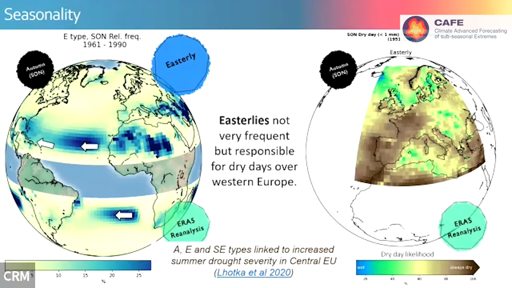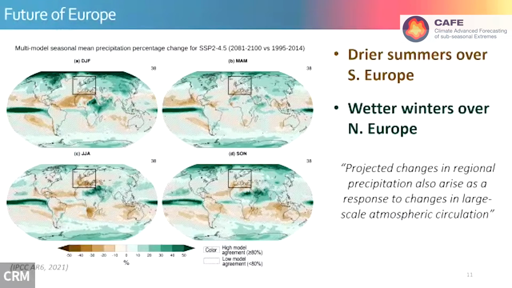And based on this, what we wanted to do is see what's the future scenario for Europe based on some of these circulations. So what I wanted to do is a quick, small review of some of the recent findings based on circulation types for both seasons, and to see how they match with our findings. So at the moment, we know that we will expect drier summers over Southern Europe, for example, whereas winters will become wetter, especially in Northwest Europe. And one of the issues is that the projected changes in the regional precipitation are also due to changes in large-scale atmospheric circulation.